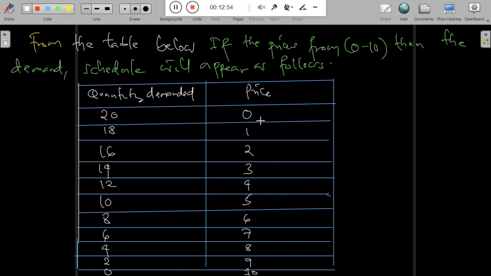But also the demand curve. So when you try to sketch out the demand curve, it can be shown below as follows.